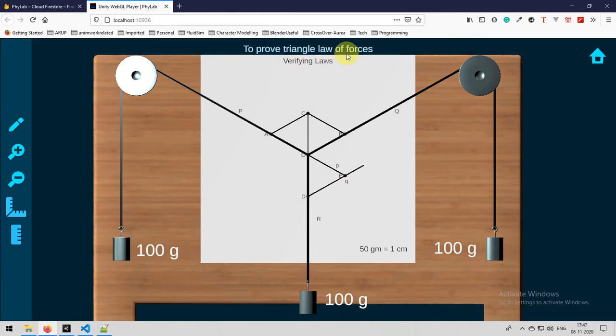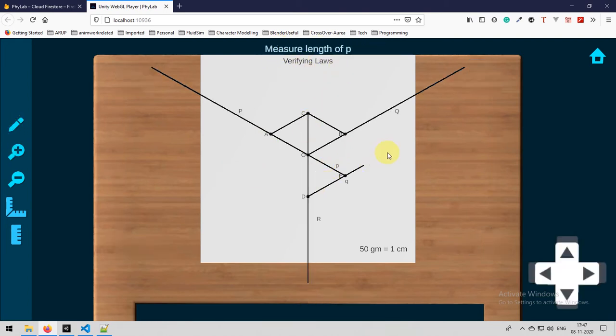I will perform the same operations. The only difference is, instead of the parallelogram, we will be taking measurements of the triangle which is drawn for you.